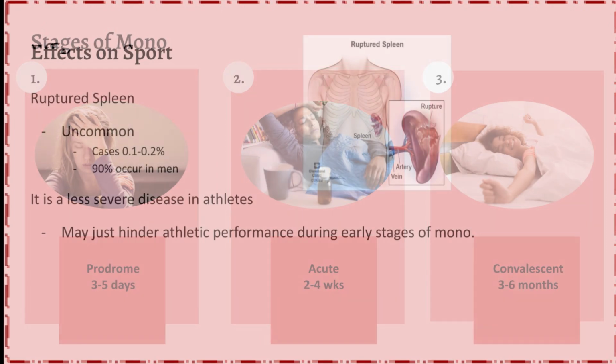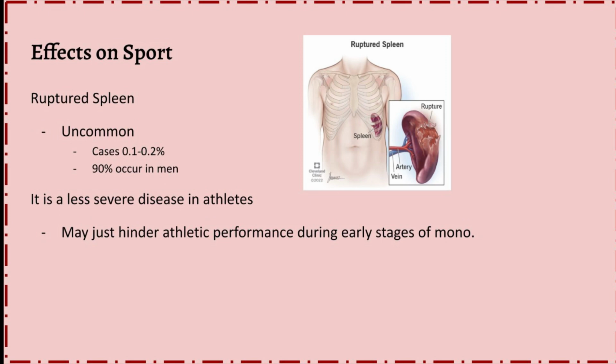So how does mono affect sports? Well, though it's uncommon, a main risk of playing sports with mono is getting a ruptured spleen. Like I said, it's uncommon, occurring in only 0.1 to 0.2% of cases, but when they do occur, it occurs mostly in men, which make up 90% of these cases. This happens when a spleen is enlarged, which is a symptom of mono, and it makes it easier and more likely for your spleen to burst, especially when the sport you play involves physical contact where force is being applied and there's pressure being put on your body.